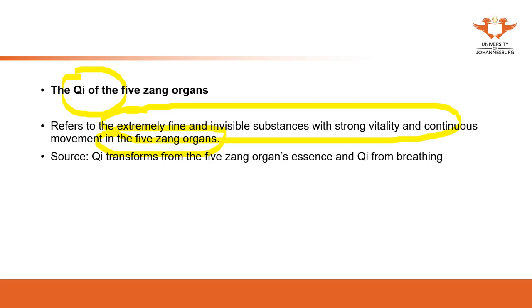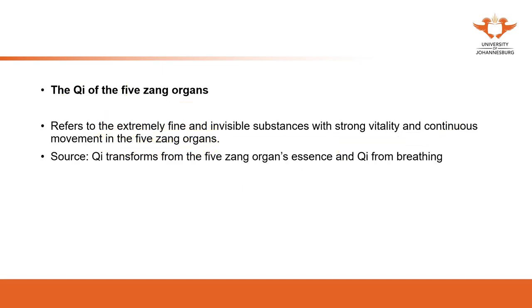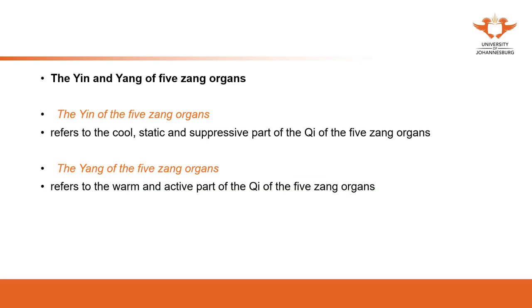The source qi is transformed from the five zang organs' axons and the breathing. So the axons of the five zang organs can transform into qi, and qi also can be supplied from the breathing, the air. So qi has two sources.